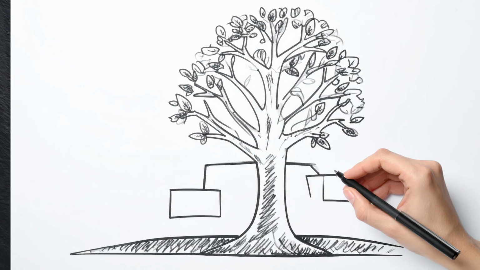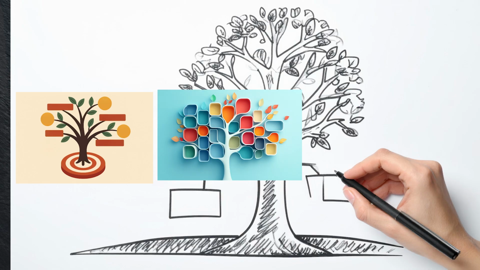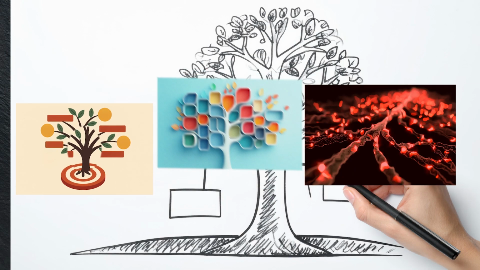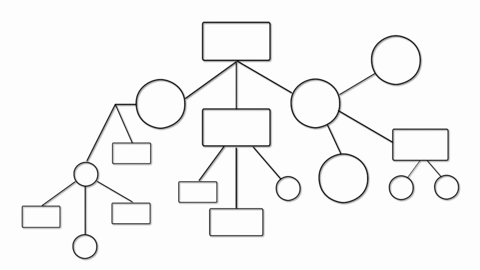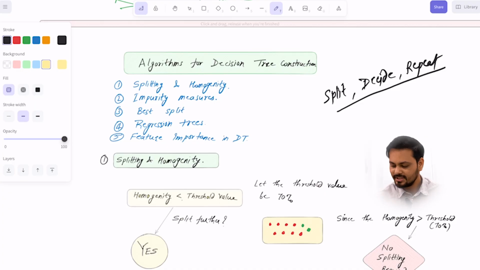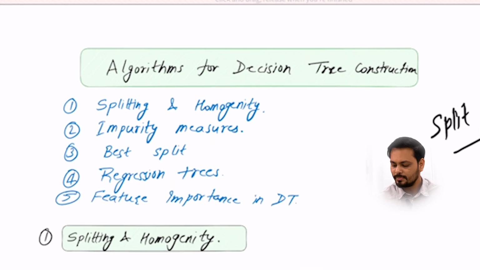In the previous session you learnt about the underlying concept of decision trees and their interpretation, and also understood how they help in solving the regression problem that cannot be handled by linear regression. So in this session you will be learning about splitting and homogeneity, impurity measures, best split, regression trees and feature importance in decision trees. So let us start with splitting and homogeneity.